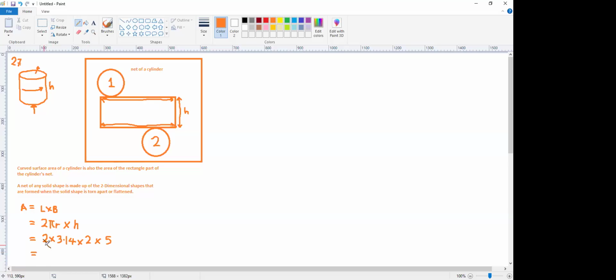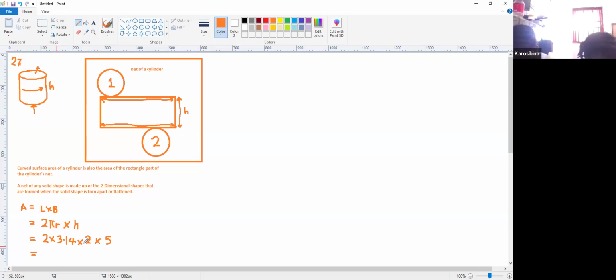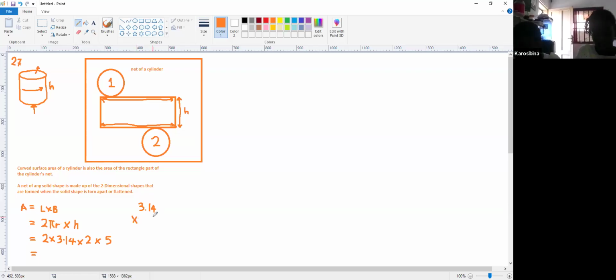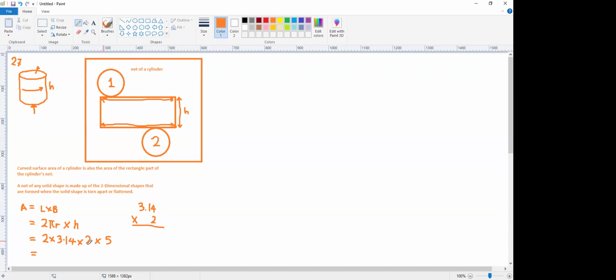Now I want you to do this without writing it down. 2 times 3.14. Remember, when you're multiplying things that have decimal points, pretend that there's no decimal point, isn't it? Yes, sir. You're doing it in your mind, though. I'm just writing it down here so that you will understand how it should be. Times 2 is 628. That is times 2. And times 5 will be 20.